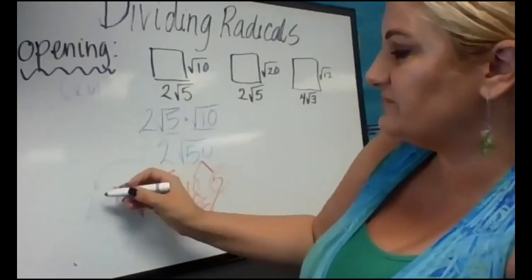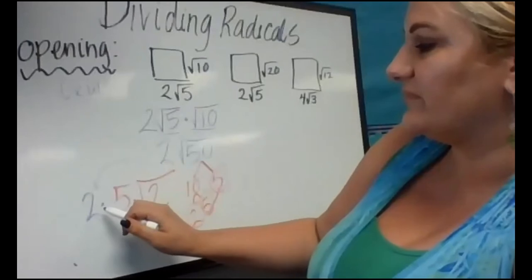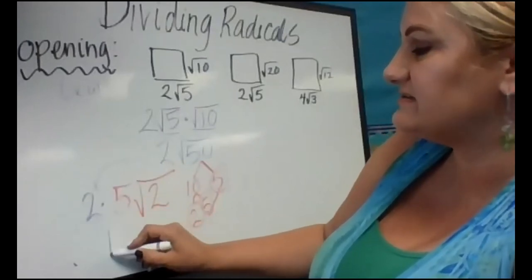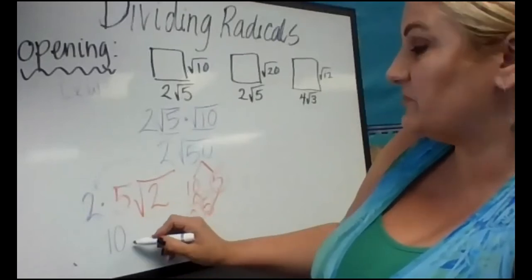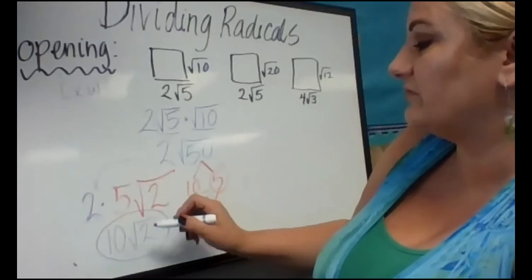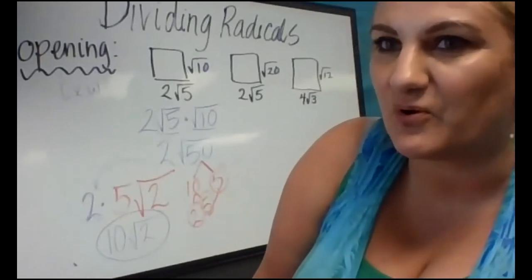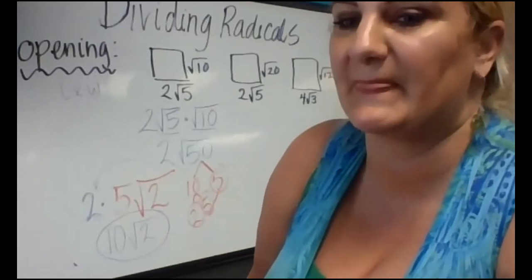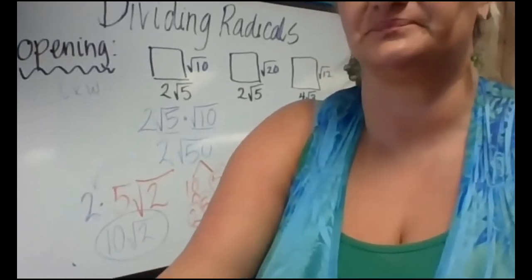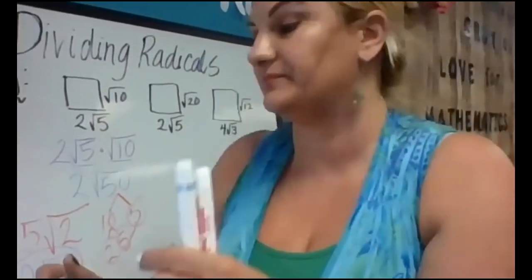That coefficient's important because the coefficient of 5 times 2 creates 10 square roots of 2. Now, does that seem like a perfect square whole number to you guys? No. Definitely not. So let's come over here, try the next one.